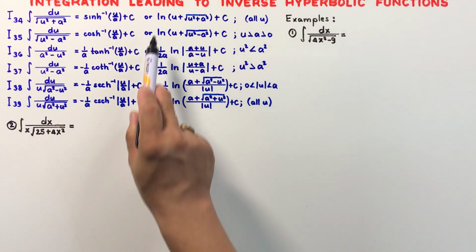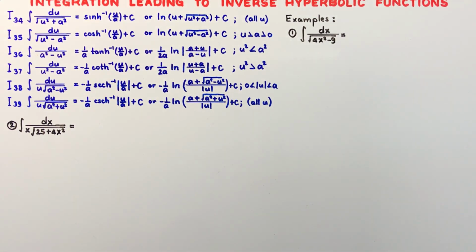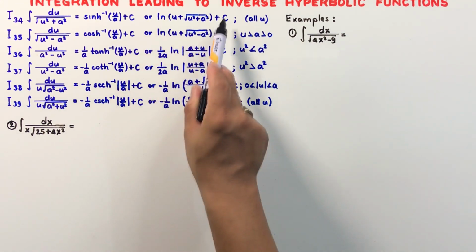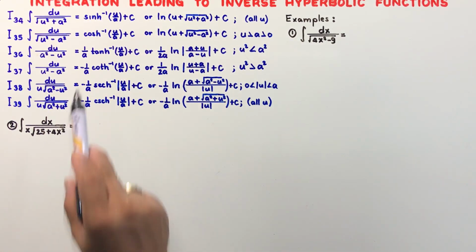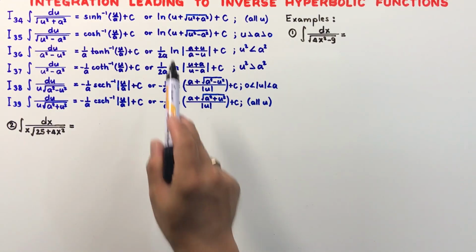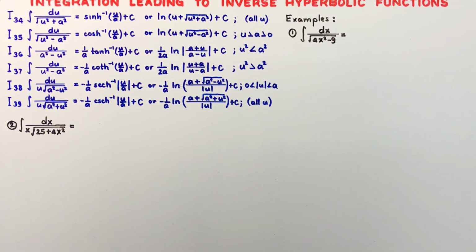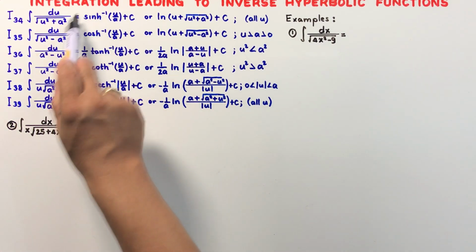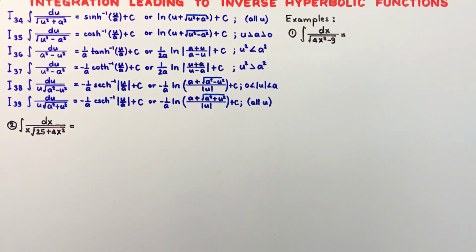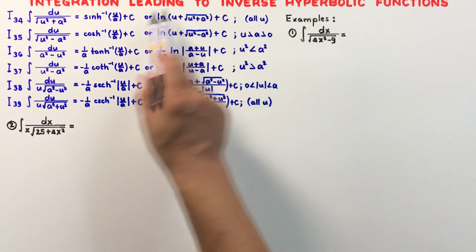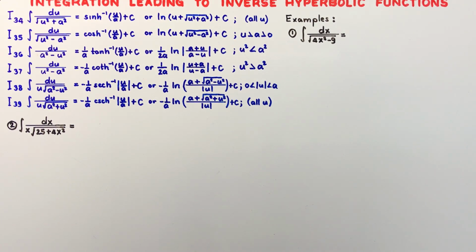Or you can have the natural log of u plus the square root of u squared plus a squared plus c, because we know from your previous calculus that the inverse hyperbolic functions are logarithmic functions, in the same way that hyperbolic functions are exponential functions, because inverse hyperbolic functions and hyperbolic functions are inverses to one another. Therefore, we expect logarithmic functions are inverse hyperbolic functions.